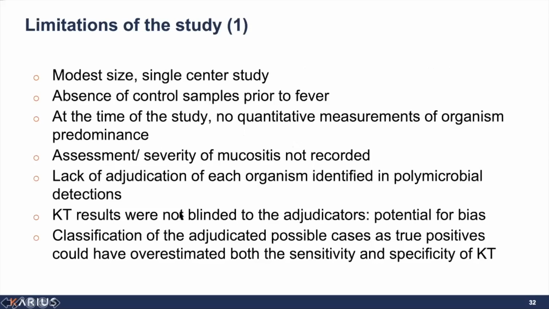Now, our study has several limitations. To start, it was a modest size and single center study. One of our main caveats was that we didn't look into control samples prior to the onset of fever in the neutropenic patients or in non-neutropenic patients whatsoever. And we know from other studies that looking into the microbiome in neutropenic patients and the organism predominance can really predict the risk of translocation in these patients.